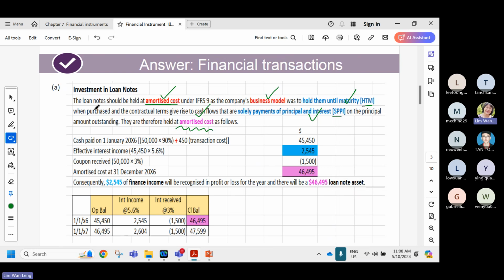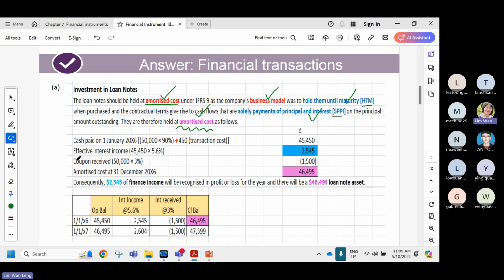Okay, so far up to here. So quite obviously you will make use of the characteristics to determine whether you measure it at amortized cost or not. All right. So if you say yes to it, then of course you must explain why it is yes. So what do you mean by HTM? What do you mean by SPPI?